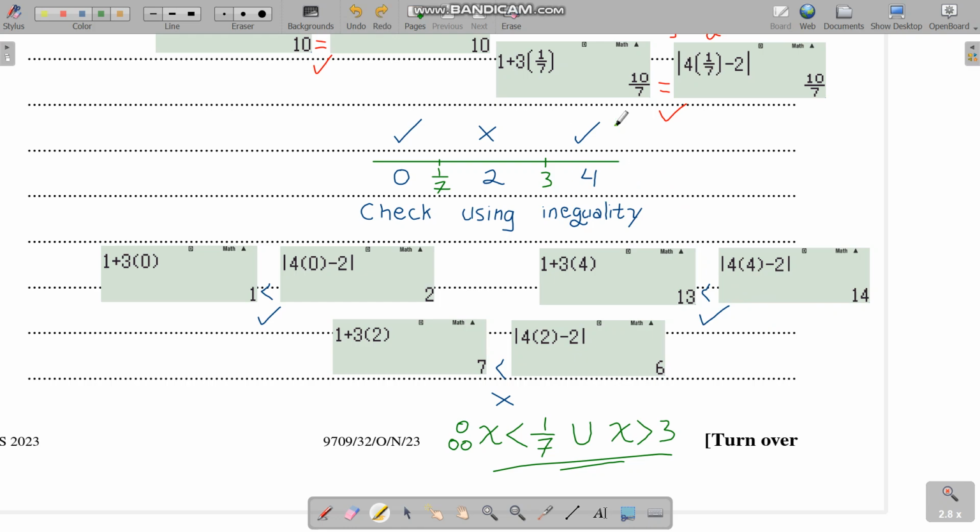And so the final answer is x smaller than 1 over 7 or x bigger than 3.